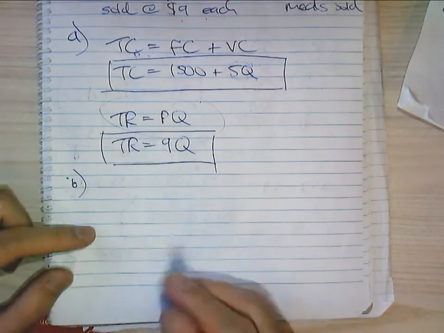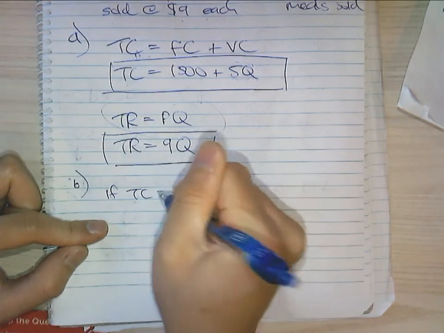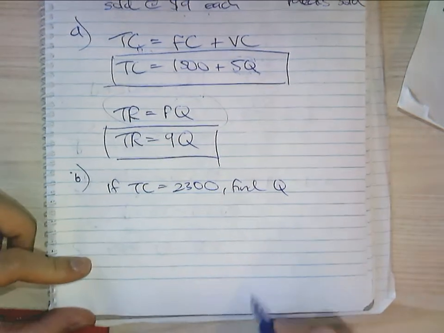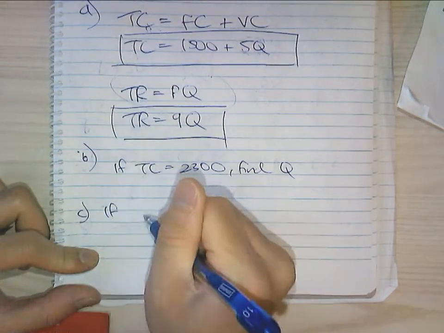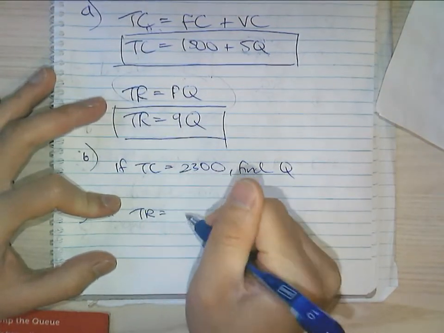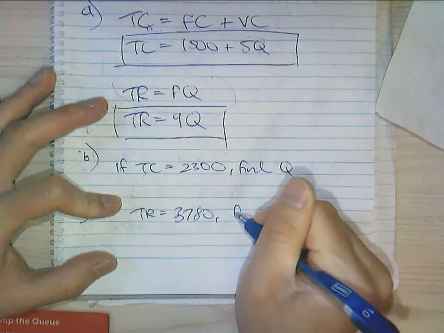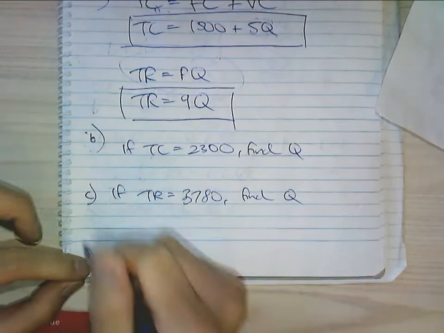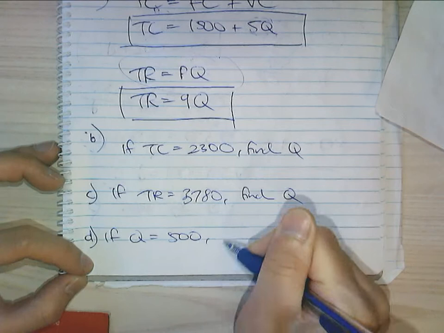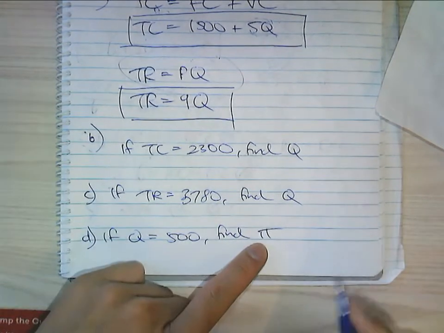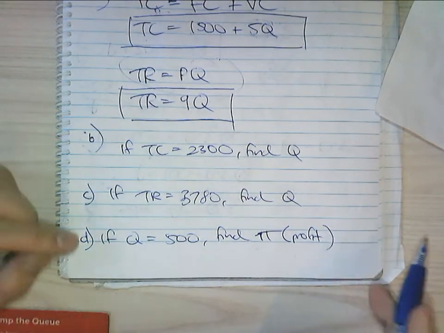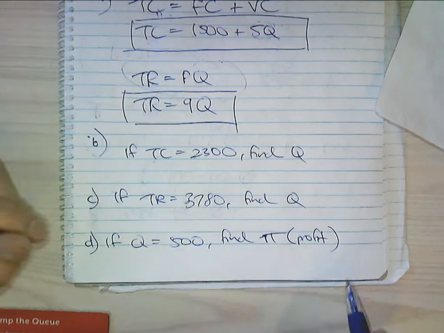So for part B, it says, if total cost is equal to $2,300 per week, find quantity. That's your job. Part C, if total revenue is equal to 3,780, find Q. Okay, and part D, if quantity is equal to 500, find profit. So this is my symbol for profit, something that looks like a pi sign. So you might want to ask yourself this question: if I have total cost and I have total revenue, can I calculate profit?